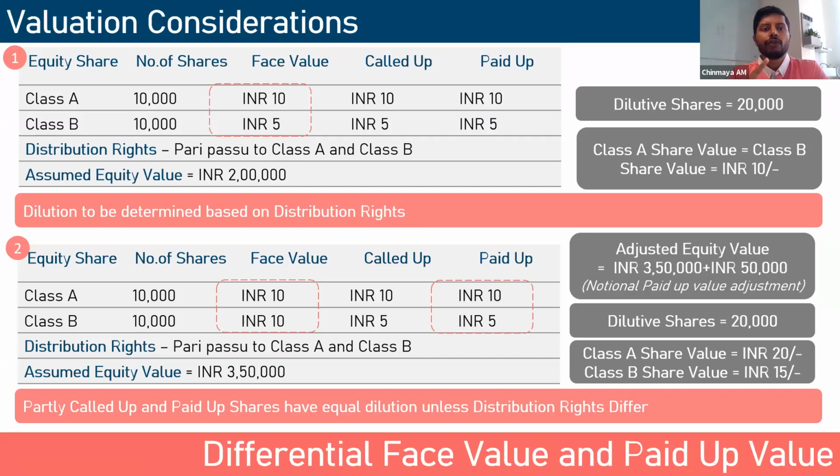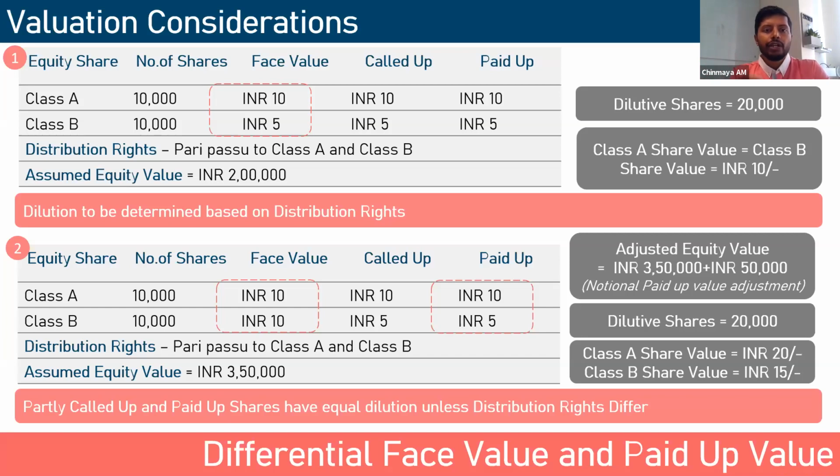That means if one share of a Class A holder gets 100 rupees from the company in case of liquidation, Class B shareholder also will get 100 rupees, irrespective of the fact that his face value is 5 rupees. So that is the meaning of pari passu distribution rights.